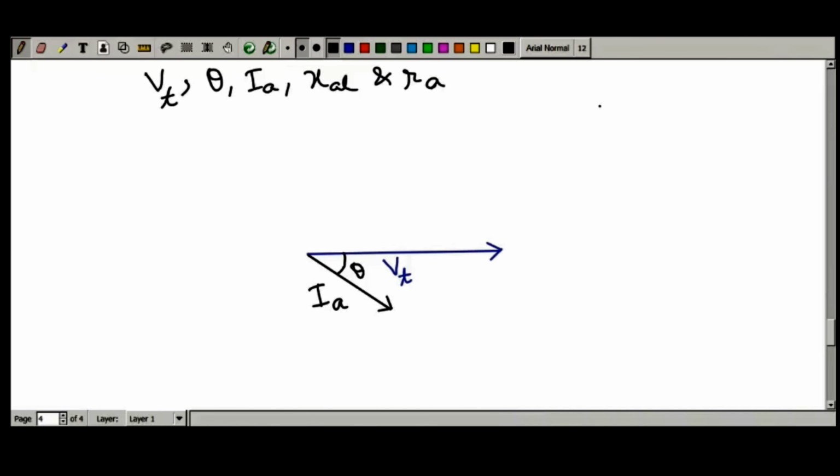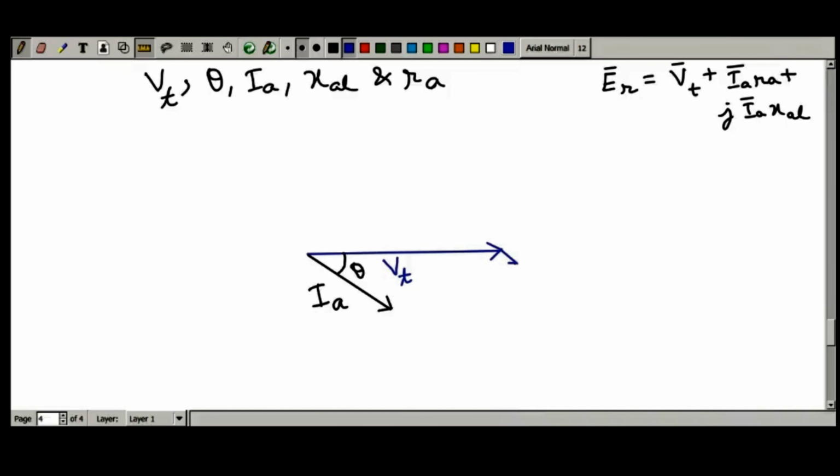Now what we will do, we will add up this. Let me write this equation once more. What we have written earlier is that air gap voltage Er can be obtained by adding the terminal voltage Vt with the armature resistive drop, that is Ia Ra drop, plus armature leakage reactance drop, that is Ia Xal drop. So let us plot that. So Ia Ra drop will be parallel, since resistive drop is in phase with current. So Ia Ra drop is parallel to Ia. So this is my Ia Ra drop.